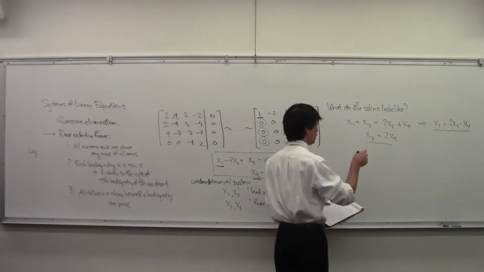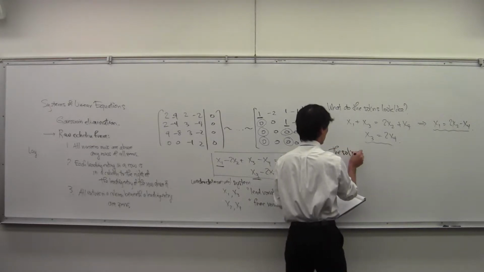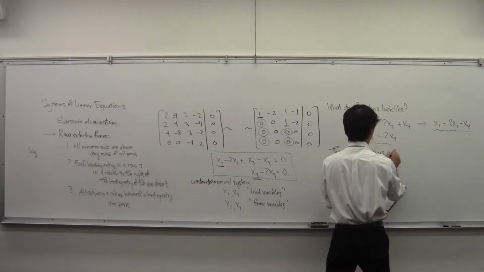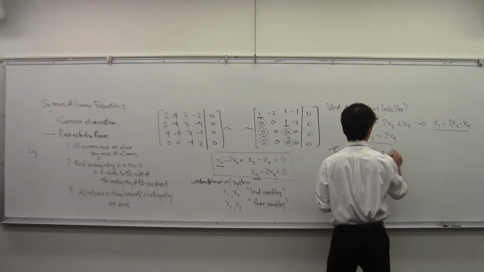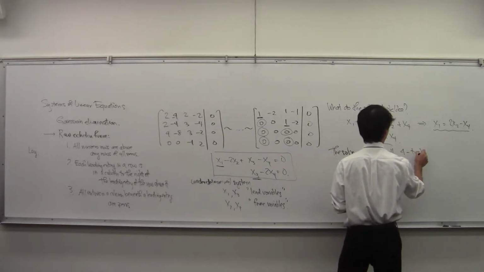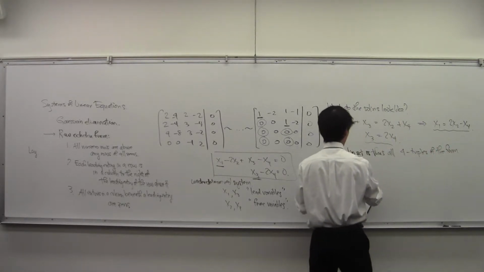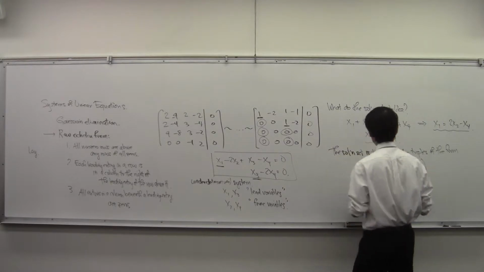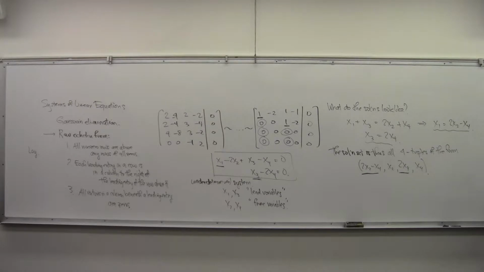So all solutions, right? The solution set is thus anything of the form: all 4-tuples of the form (2x2 minus x4, x2, 2x4, x4). Okay. So anything that looks like this is okay.